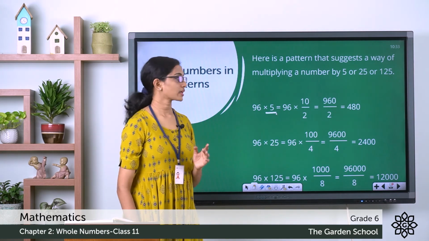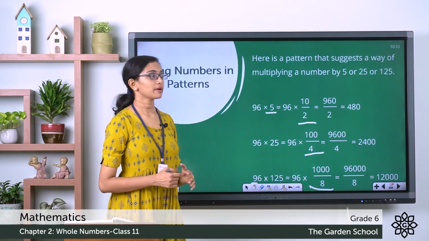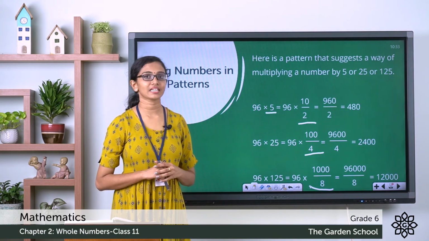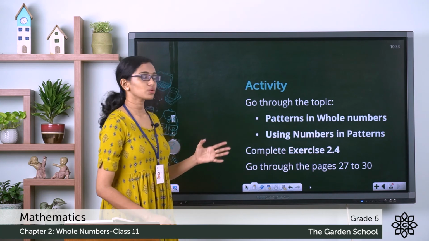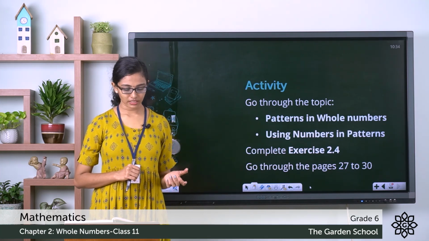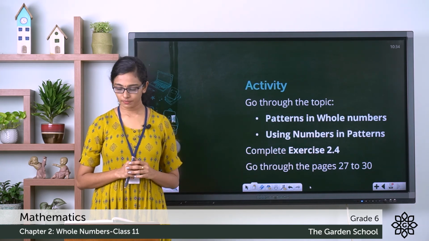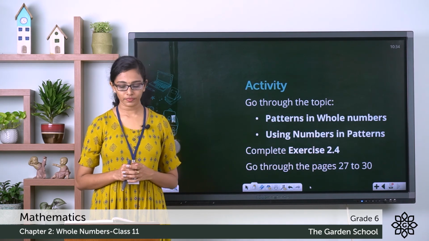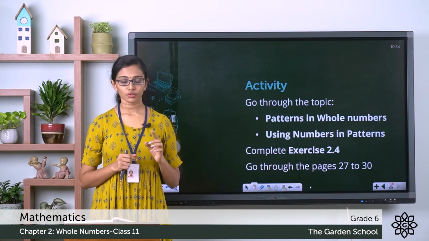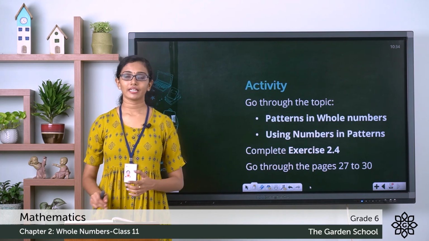So children, you can use this pattern to multiply a number by 5, 25 or 125. I hope this is clear to you now. You have to go through this topic, patterns in whole numbers and using numbers in patterns, through pages 26 and 27. Then there is an exercise given in page number 27, exercise 2.4. Make sure you work out these questions in your notebook. And also go through all the activities mentioned through pages 27 to 30.